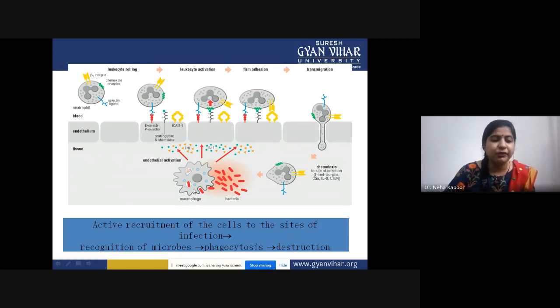Because here the macrophages are secreting certain cytokines, tumor necrosis factor and interleukin 1, in response to this bacteria, and because of that this complete leukocyte activation is happening. It will adhere to the membrane, then it will marginate here. After margination, due to the chemotactic factors and pro-inflammatory mediators, they will be switched to the site of injury or site of infection so that it can undergo phagocytosis.